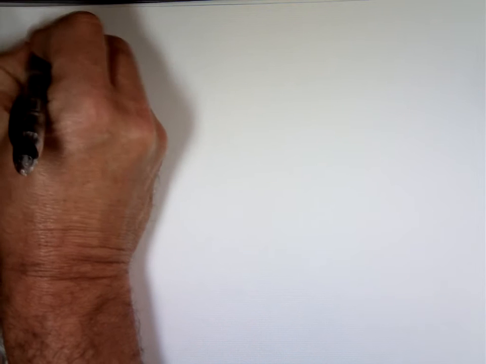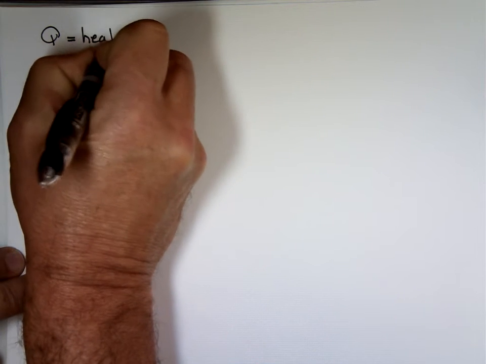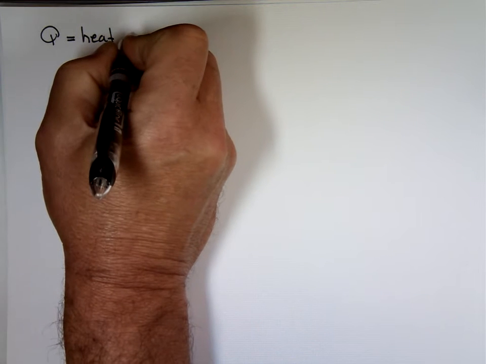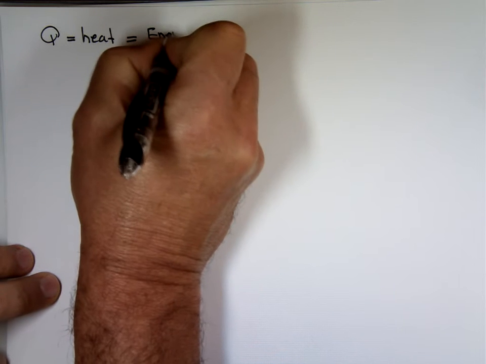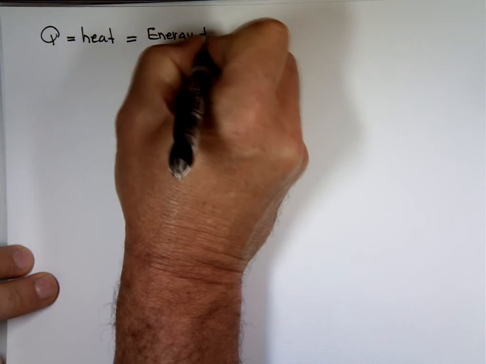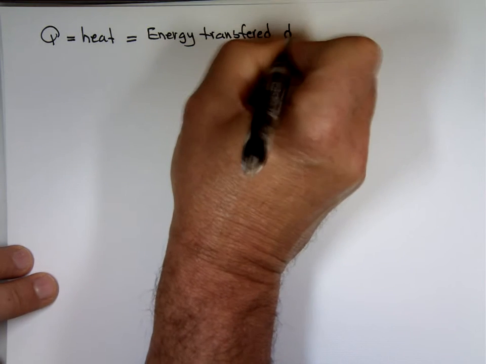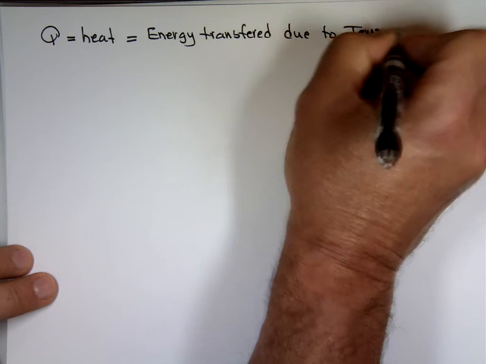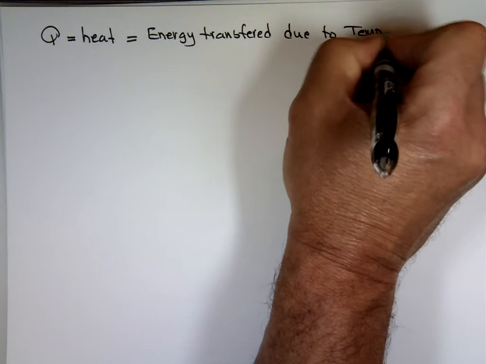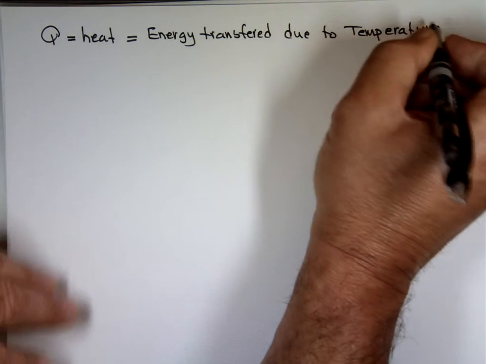We're going to define something here called Q, which is heat. And heat is really the energy transferred due to temperature difference, when we have a difference in the temperature. If there is no difference in temperature, the heat transfer is 0.